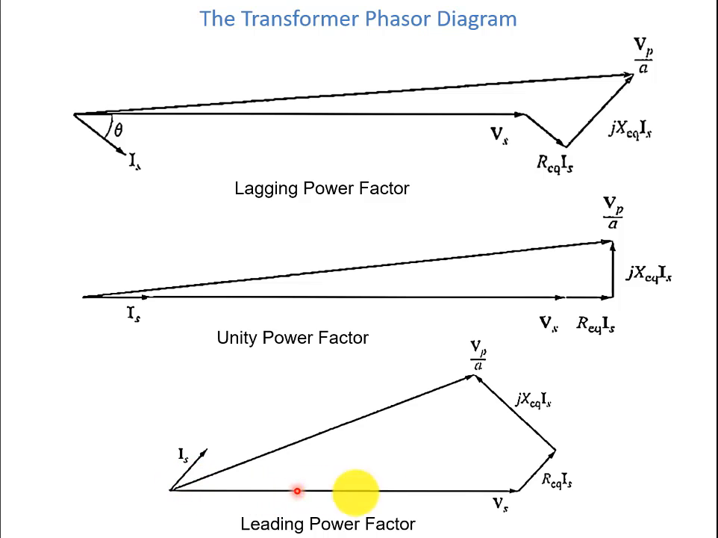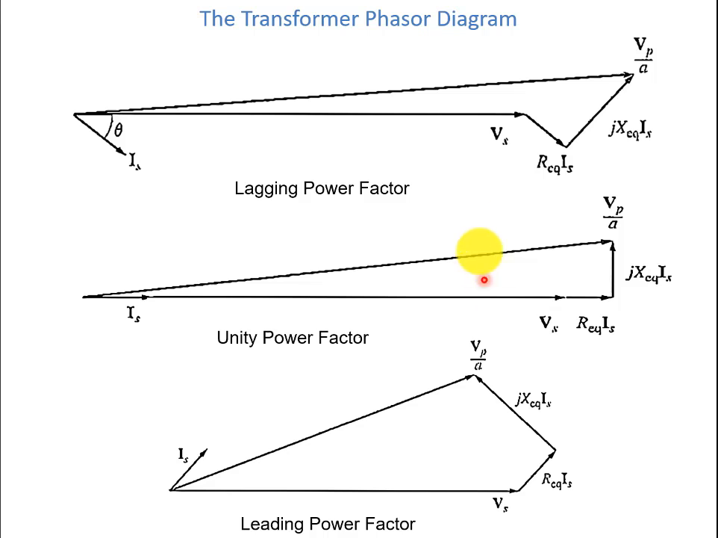And now for the leading power factor, we have taken this Vs as reference. Is is leading Vs by an angle theta. This is the magnitude of Is, and that will be added to this Vs as R equivalent times Is. Similarly, from here at 90 degrees, we will add jX equivalent Is. For j, it will be 90 degrees, and X equivalent Is magnitude will be added here. And the resultant is Vp over a.